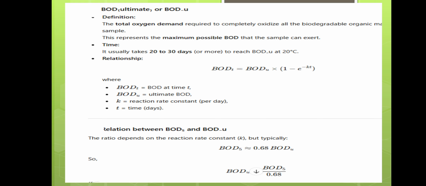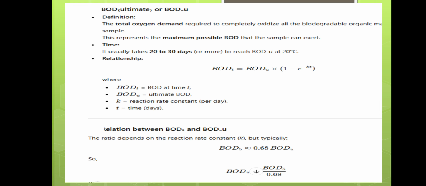So what is the deoxygenation constant? The deoxygenation constant is a measure of the rate at which oxygen is consumed by bacteria in water. It is used to predict the BOD of water over time. So what I have told you is that BOD5 equals 0.68 of ultimate BOD, that is 68% of ultimate BOD. So this is the simple mathematical formula.